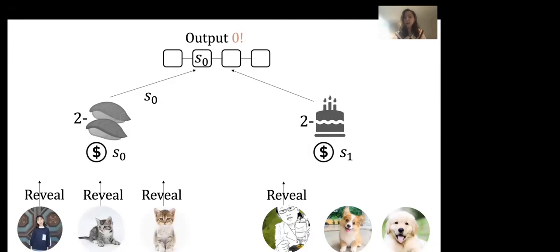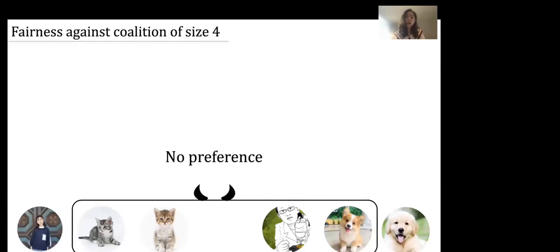This means that if we chose to output S0 when S1 fails to be revealed, then we would only be able to tolerate collision of size 1. So instead, we will output 0 as a heavier punishment for the cake people if they refuse to reveal the value of S1. So this six-player coin toss protocol actually achieves game theoretic fairness against collision of size up to 4. To see this, if the collision contains two sushi people and two cake people, they actually have no preference. They can never increase their utility, so we don't care what they do to the coin.